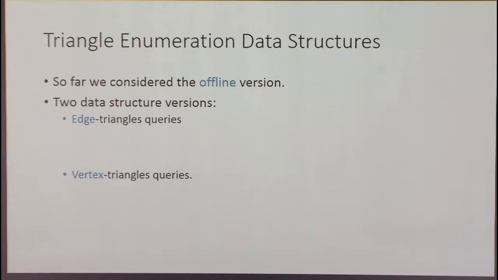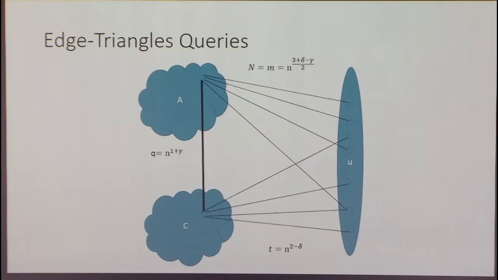So we've spoken about this offline problem of triangle enumeration, and we understand there is some optimal algorithm. We can also consider two data structure versions of triangle enumeration problems. So one is an edge triangles query and one's a vertex triangles query. Let's see what they mean.